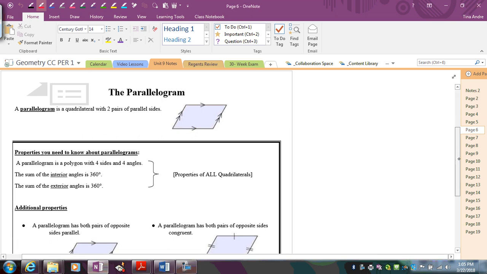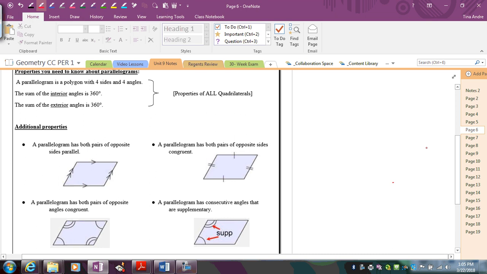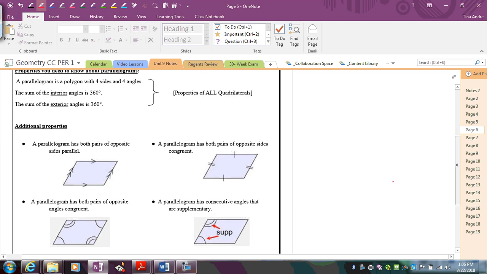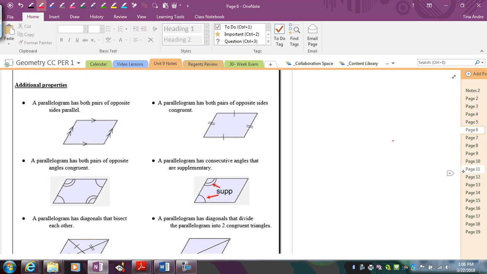And then if we look at the bottom here, we have some additional properties that are unique to parallelograms. So a parallelogram has both pairs of opposite sides parallel, which we just talked about. And remember, to mark parallel, you put the arrows. And then also both pairs of opposite sides are congruent. Again, both pairs have to be congruent. And then we also have opposite angles. So this angle and this angle, those are considered opposite angles.